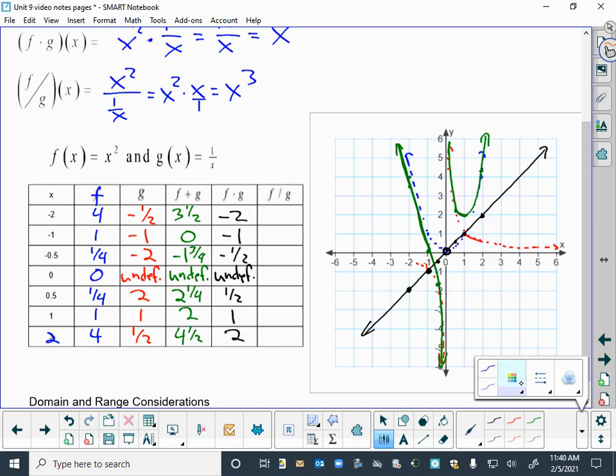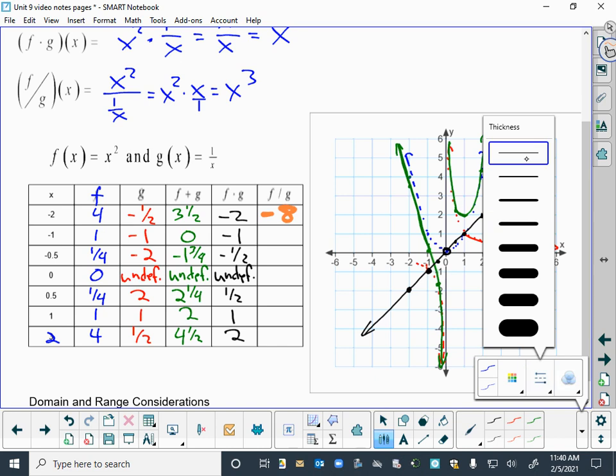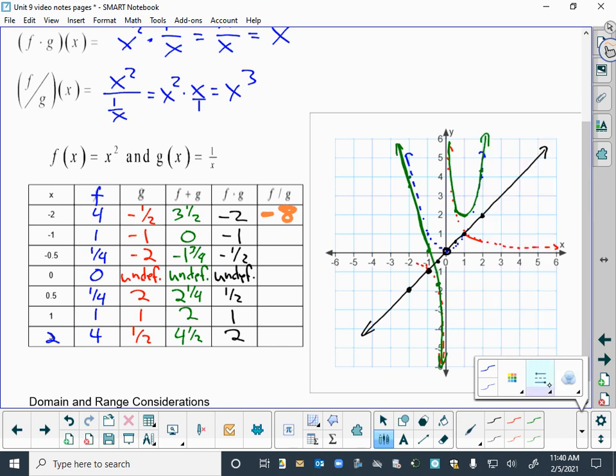And so division, okay, f divided by g. 4 divided by negative 1/2 is a negative 8. Okay. See if I can also make that a little bit skinnier.